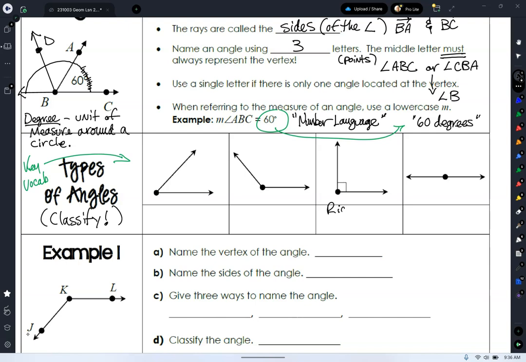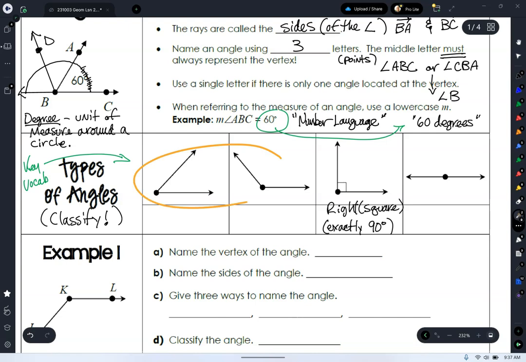So this is what we call a right or square angle, either one of those names, and that is exactly 90 degrees. Oh, yeah, sorry. Right or square. Thank you. Right or square is exactly 90 degrees. These two then are related to this one.